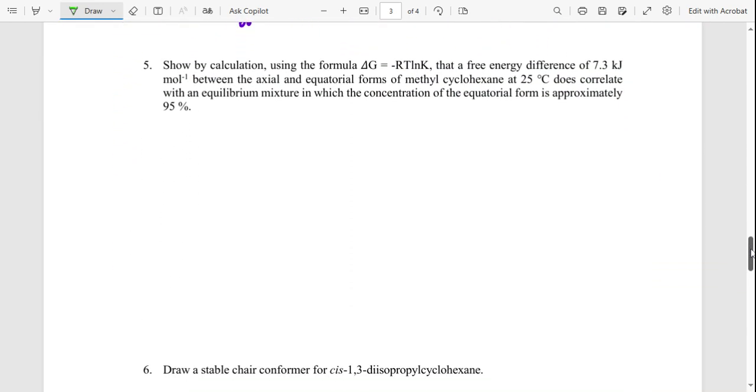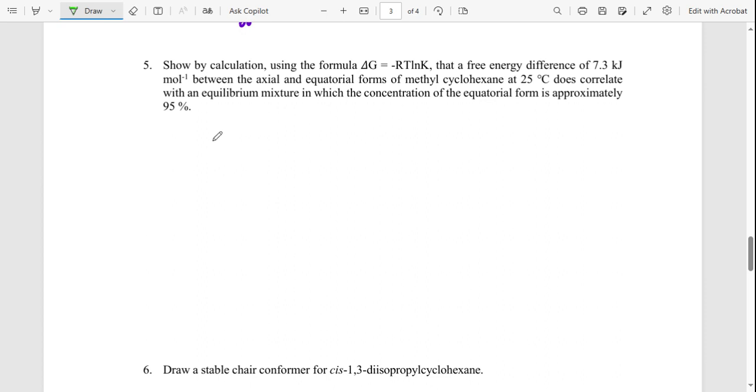Number 5 is saying, show by calculation using the formula delta G is equal to negative RT natural log of K that the free energy difference of 7.3 kilojoules per mole between the axial and equatorial forms of methylcyclohexane at 25 degrees Celsius does correlate with the equilibrium mixture. Okay, let's first draw the structure of methylcyclohexane.